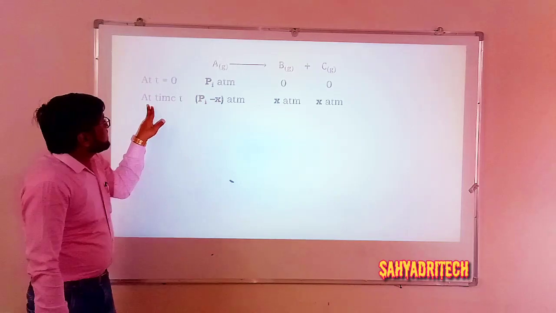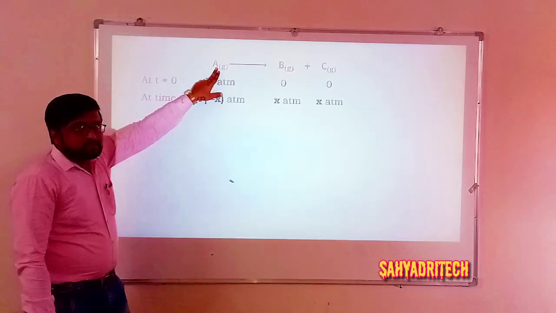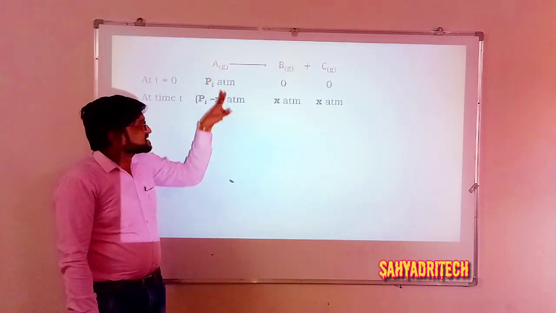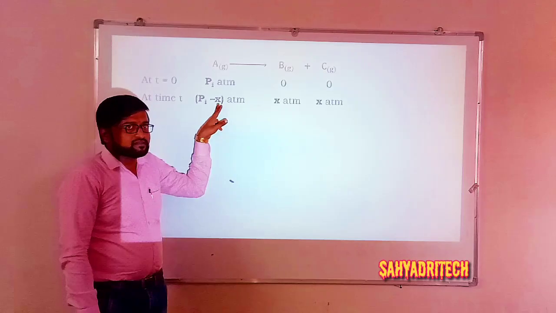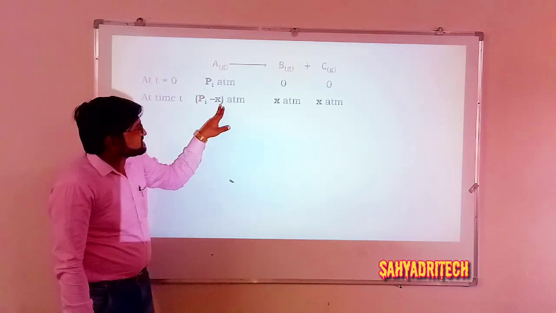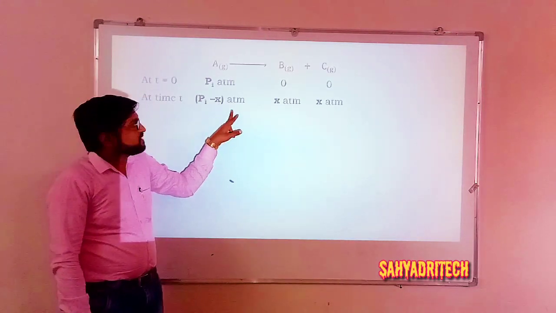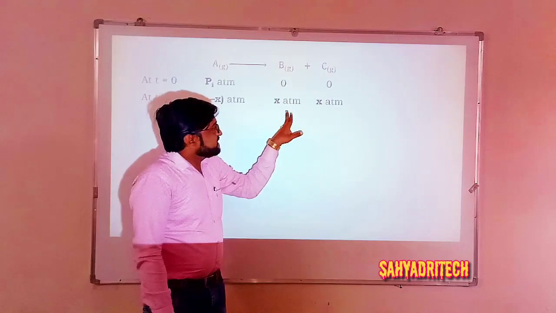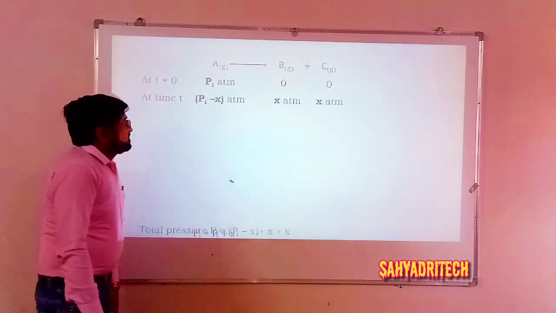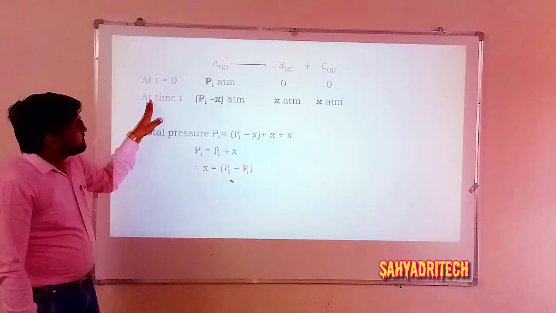Further, at a certain time t, what happens? Part of the pressure decreases. That decrease in pressure is considered as X atmosphere. So at time t, the pressure of A will be the initial pressure minus the factor by which pressure decreases, so Pi minus X atmosphere. And what about B and C? X atmosphere each.